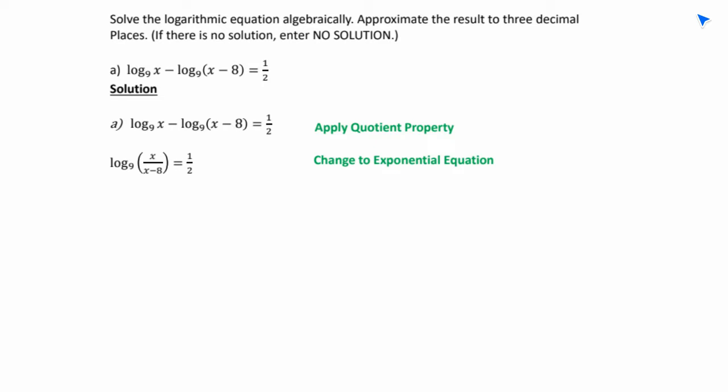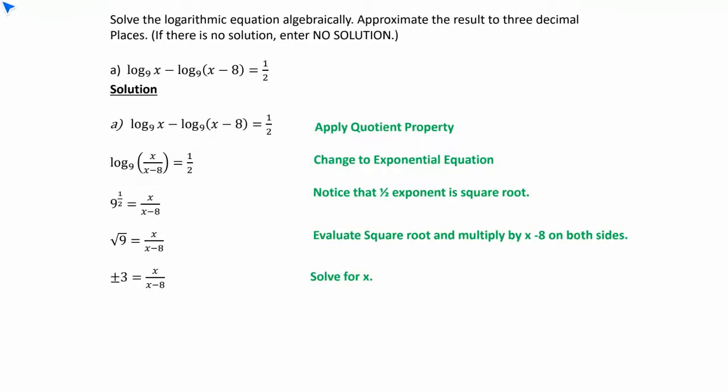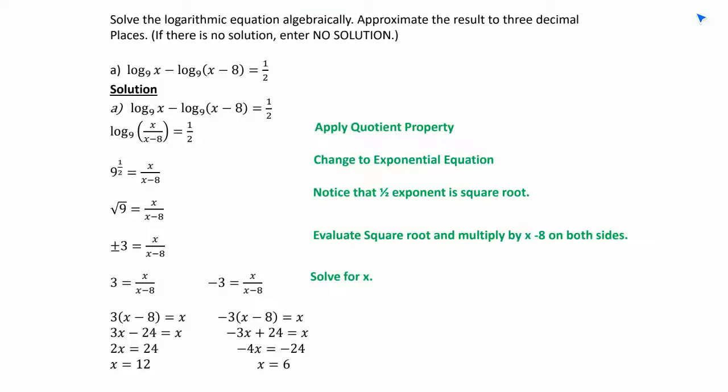All right, so for me to solve this, I'm going to do the same thing that I did before. I'm going to change it to an exponential form. So the base of the log was a 9, so that's the base of my exponent, which is 9. The output of the log is the input of the exponential, which is 1/2. The input of the log becomes the output of my exponential, which is x over x minus 8. So when I do this, the 9 to the 1/2 is the square root of 9, which I know is plus or minus 3.